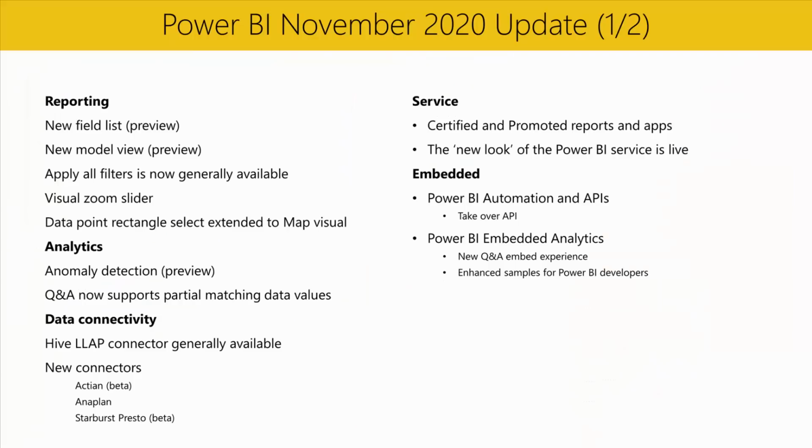We've also heard your feedback on the Q&A visual, and we've brought partial matching for data values to the visual. Before this update, if you typed in a request like, "Show me sales for Azure," the question would fail if the actual value was Microsoft Azure. Now, we will give you intelligent matches by searching the data for potential matches as well.